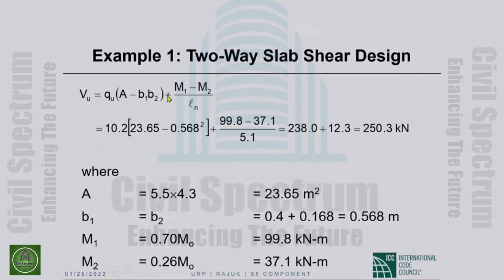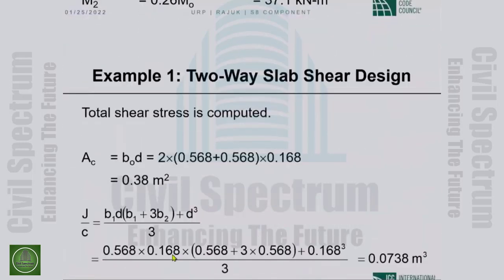This part here is now plus, okay? Going by the figure that I showed you earlier, I will not try to go back. So V sub U is now this part plus that part, the end moments now add. So the V sub U is 250.3. All the dimensions and so forth, everything here should be familiar to you by now.